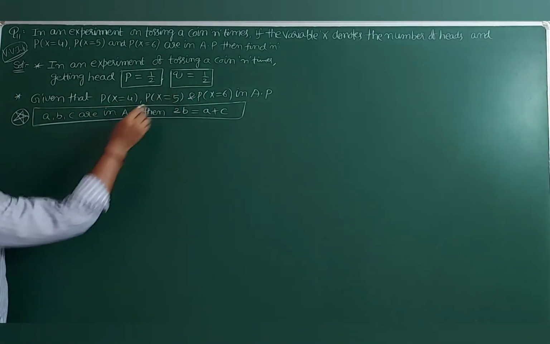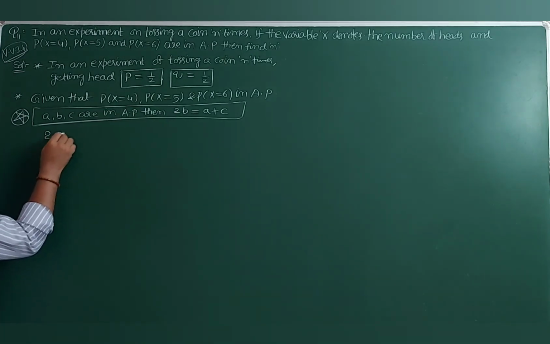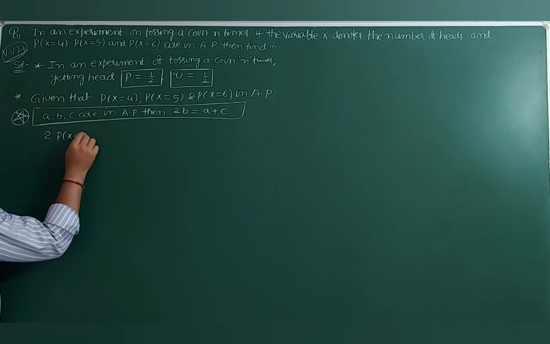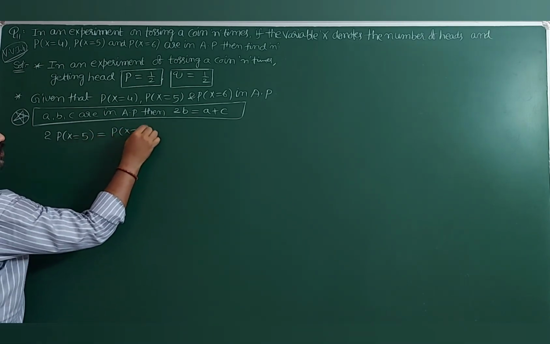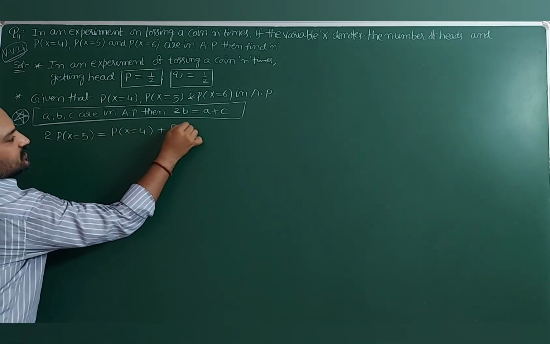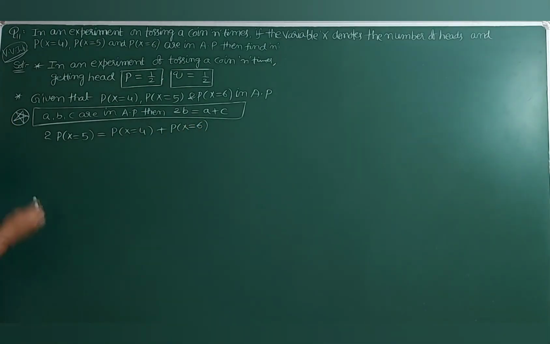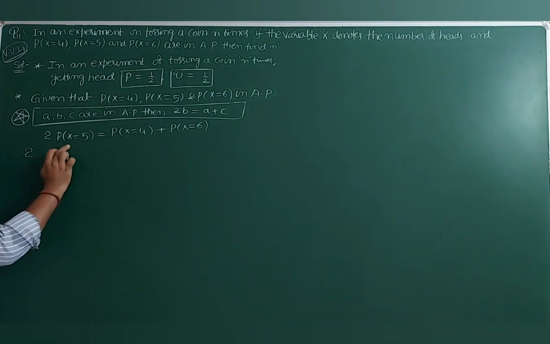So 2 times B means 2 times P of x equal to 5 is equal to P of x equal to 4 plus P of x equal to 6. So 2 times P of x equal to 5.